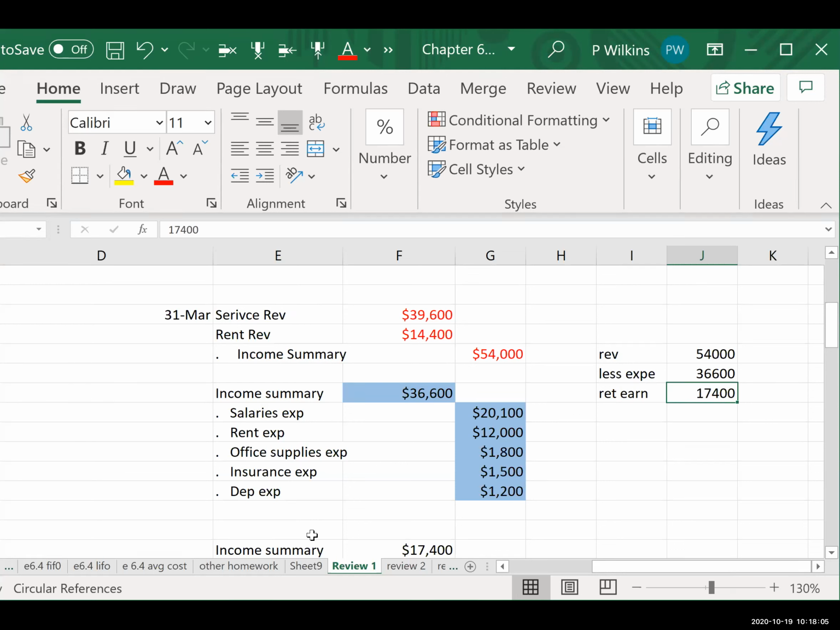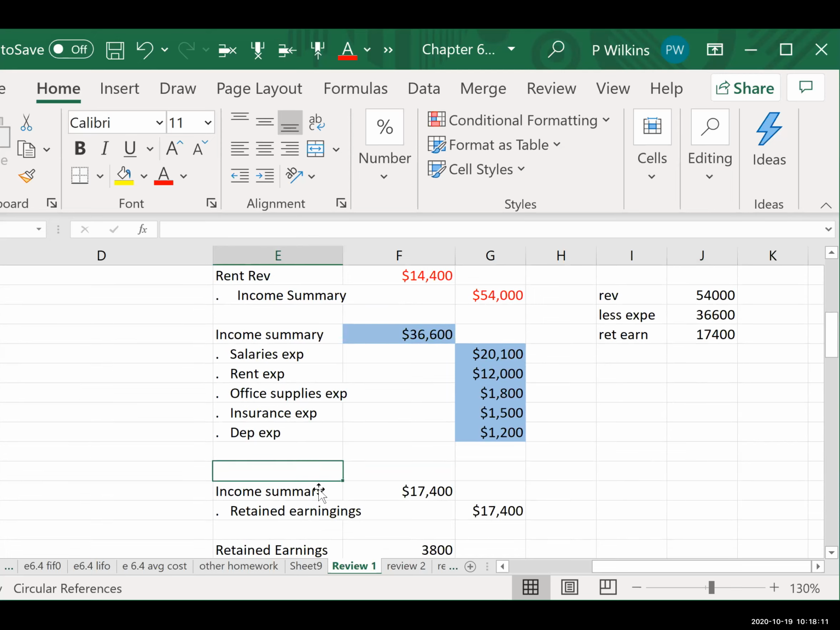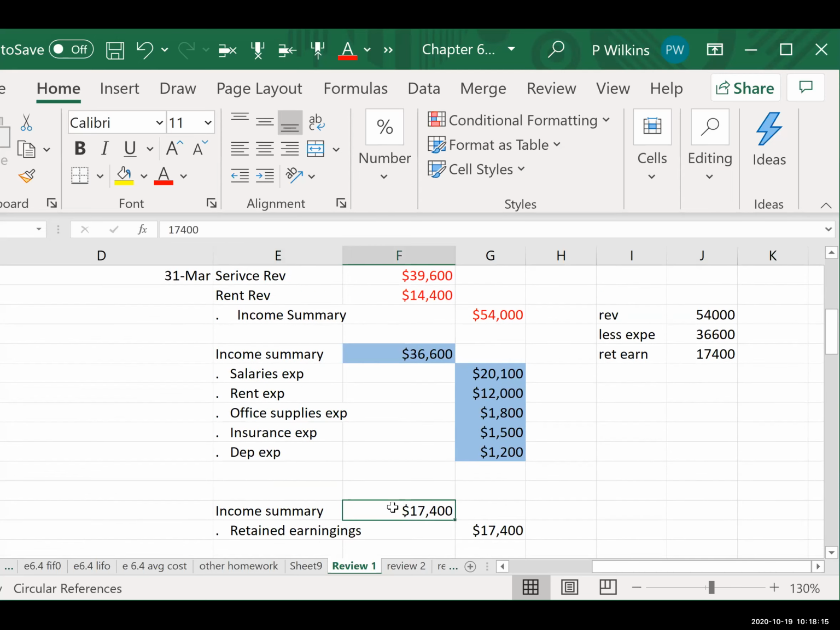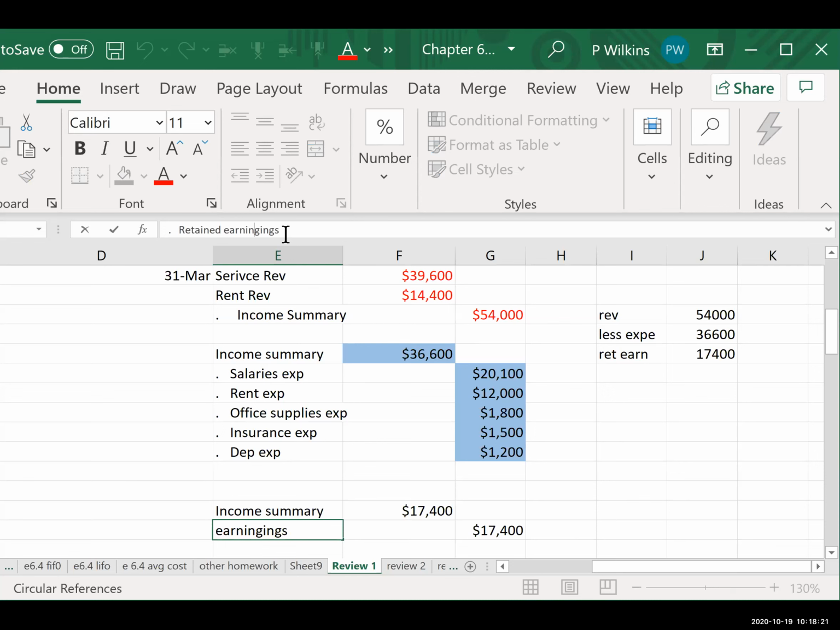So in order to make retained earnings go up, we have to credit it, right? Because it has a credit balance. So we're going to debit income summary, $17,400, and we're going to credit retained earnings, $17,400. Okay.